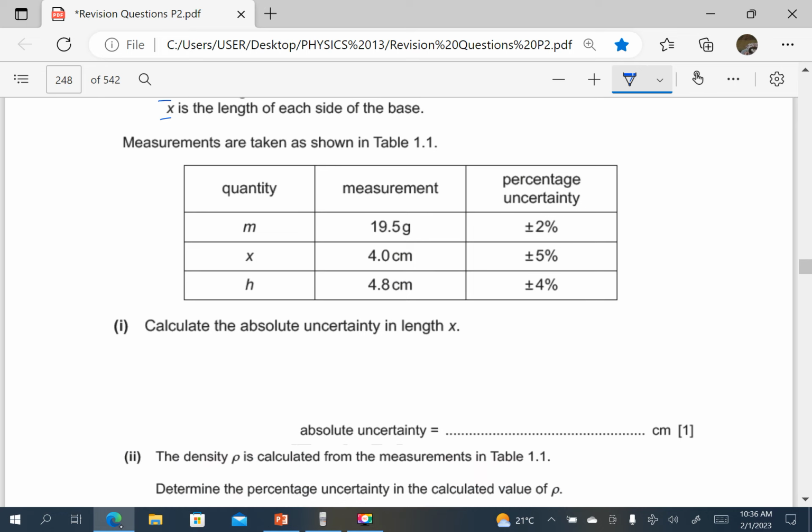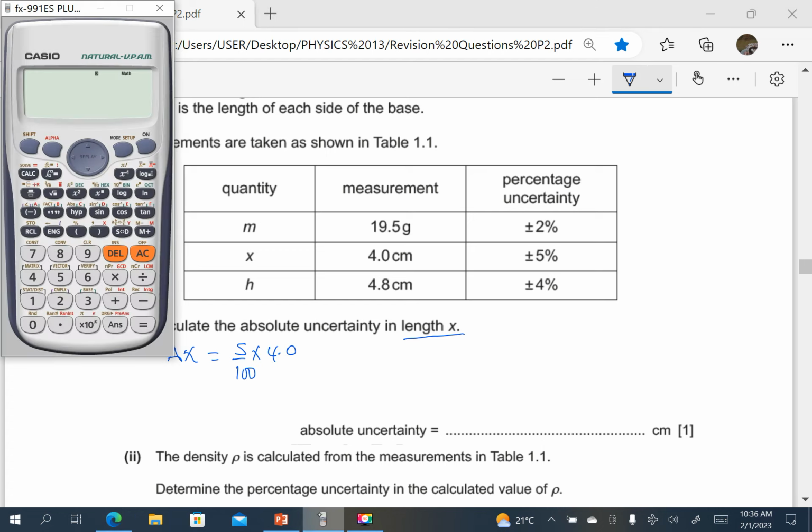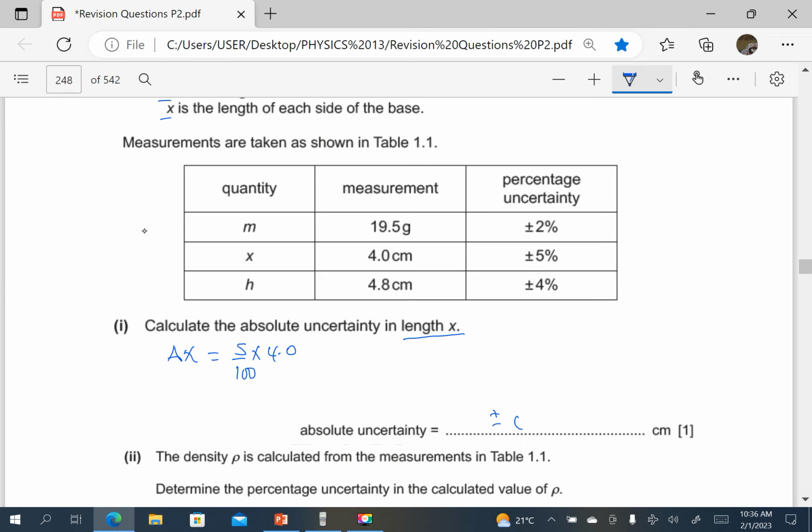Then calculate the absolute uncertainty in x. So absolute uncertainty in x is going to be, we convert the percentage, that will be 5 divided by 100 times the value of x, which is 4.0 centimeters. So we can check this. 5 times 4 divided by 100. So this is actually 0.2, plus or minus 0.2 as the absolute.